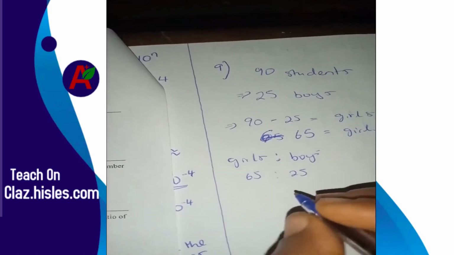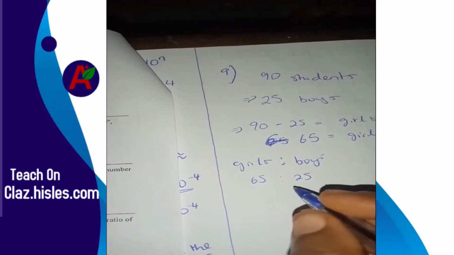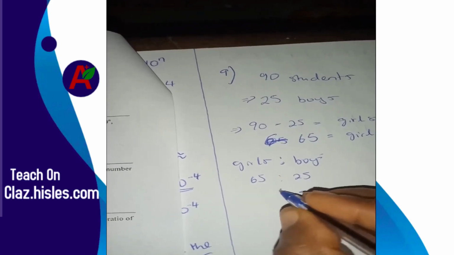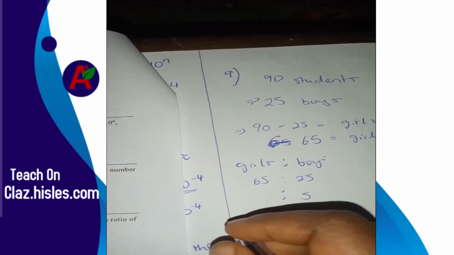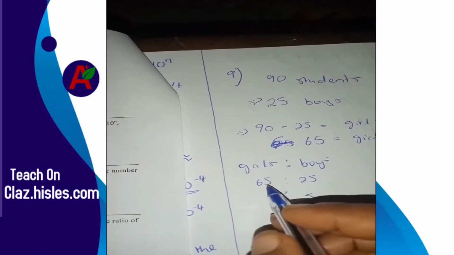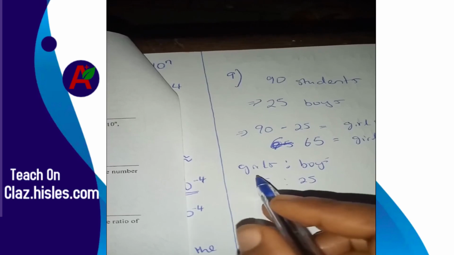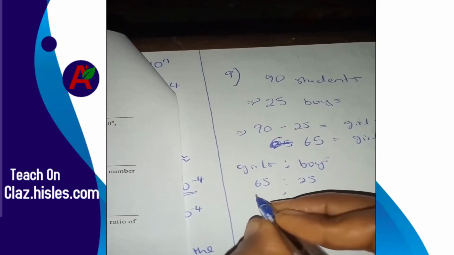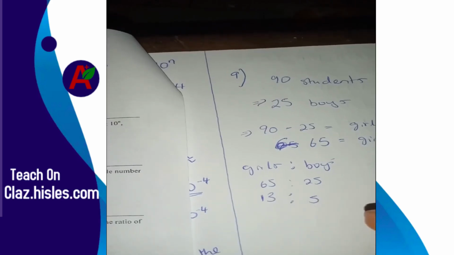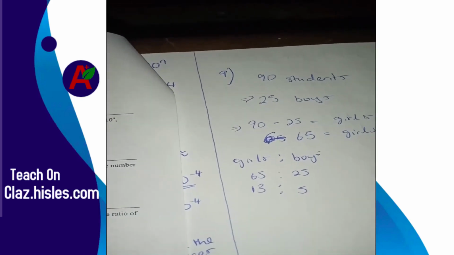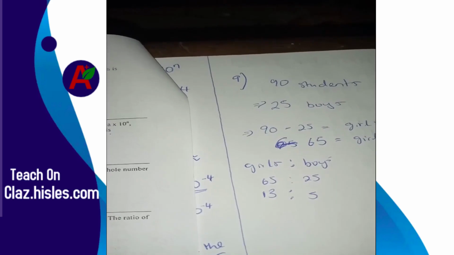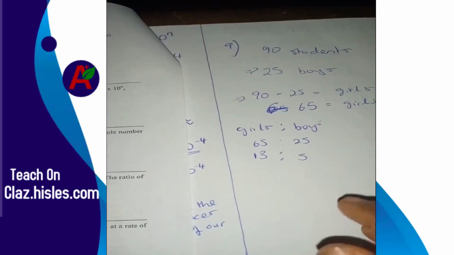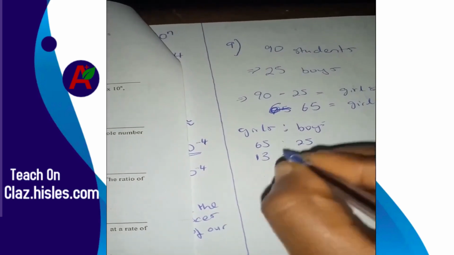To simplify this further, 5 can divide both sides. So 5 goes into 25 5 times, and 5 goes into 65 13 times. 5 goes into 6 one time, 5 goes into 15 3 times, so 13 times 5 is 65.